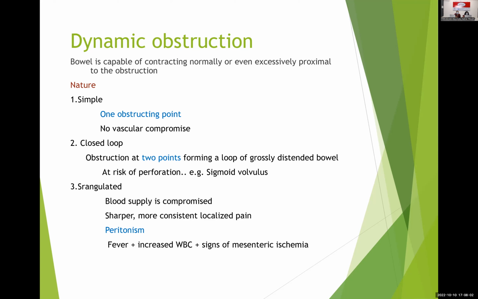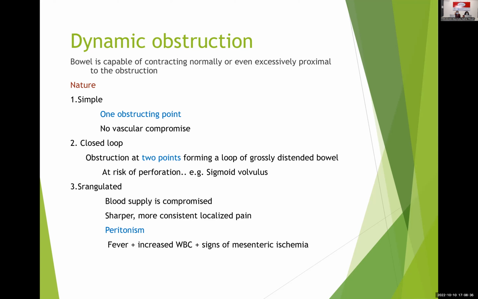All right. So coming to dynamic obstruction, as I said earlier, it can be simple, closed loop, or strangulated. Simple, as the word says, it is obstruction at one point. Here, there is no vascular compromise happening. Closed loop means here the obstruction is at 2 points, forming a loop, grossly distended bowel, and there is risk for perforation here. Example, this is what we see in sigmoid volvulus.